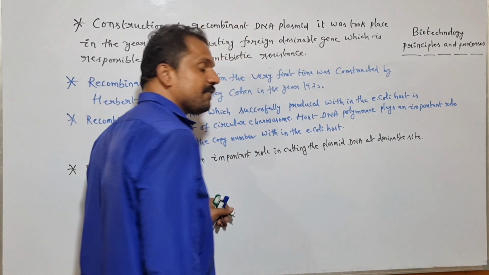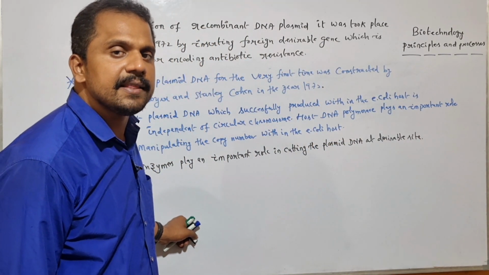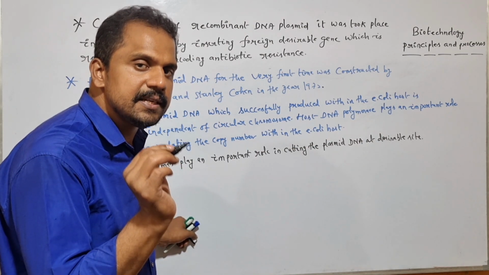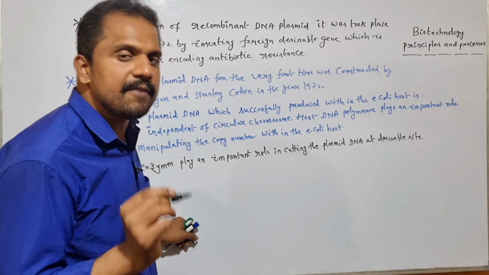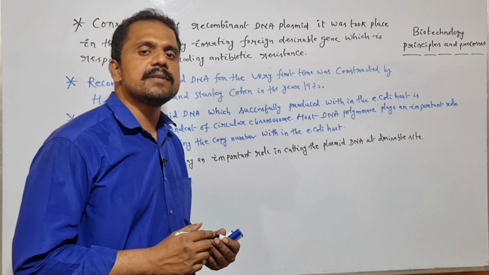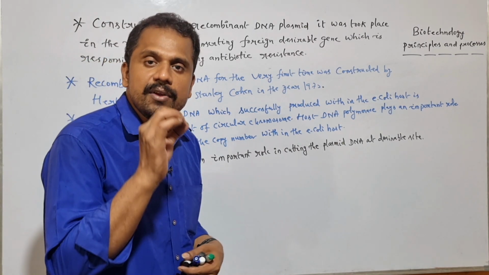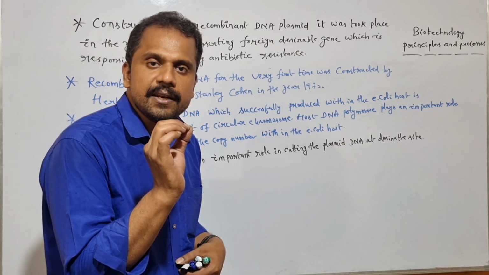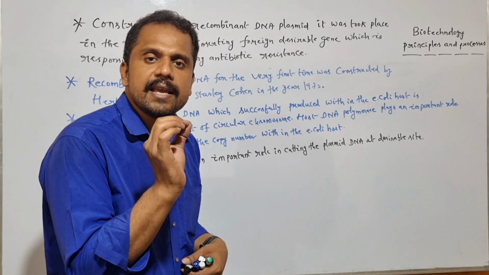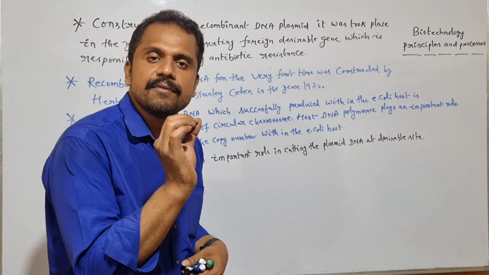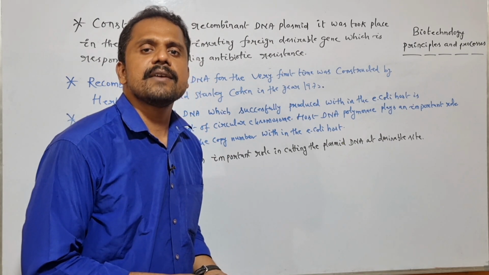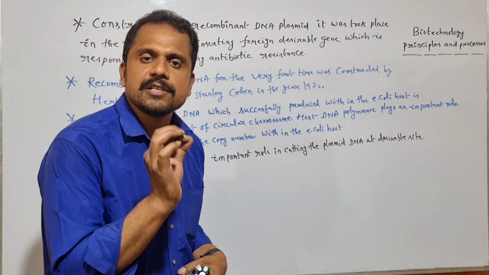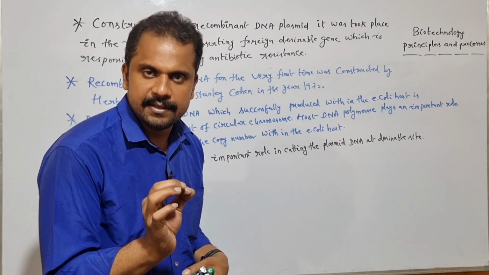And here, after cutting the plasmid DNA by taking advantage of restriction enzymes, we need to insert the foreign desirable gene within the plasmid DNA. After the insertion of the foreign desirable gene within the plasmid DNA, we need to ligate the foreign desirable gene with the plasmid DNA. So in order to regulate the ligation, there is a requirement of a specific enzyme termed DNA ligase, which is responsible for regulating the ligation here. Is it clear?